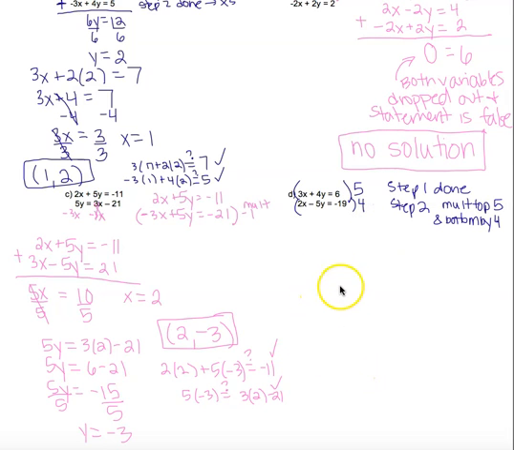Again, rewrite the system. Remember here, I'm distributing the 5 to all the terms. So 5 times 3x gives me 15x. 5 times 4y gives me 20y. 5 times 6 gives me 30. Then I go and do the same for the bottom. 4 times 2x gives me 8x. 4 times negative 5y gives me negative 20y.